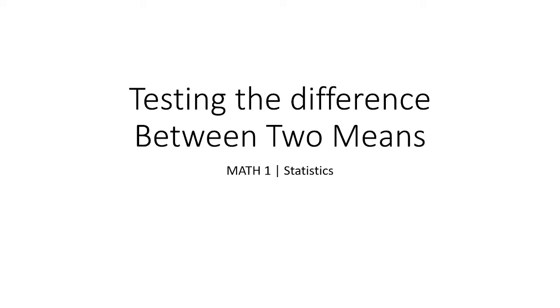But then, in any case, this is Math 1 Statistics, and we will be looking into another topic here under our hypothesis testing. This is a test called testing the difference between two means. By two means, as you may have remembered last time, we already tackled one sample z-test and t-test. So those tests actually just look into the difference between your sample data and its corresponding population.